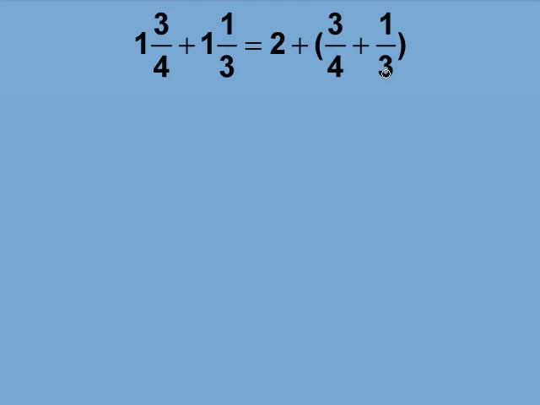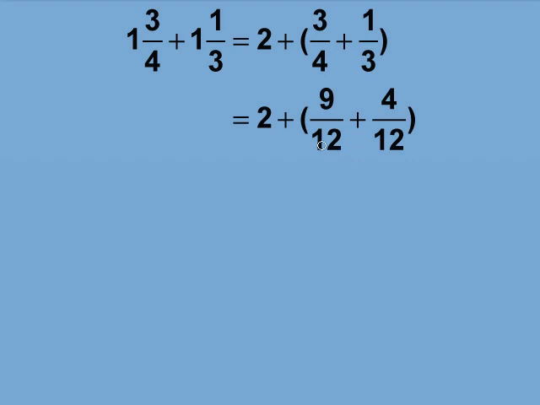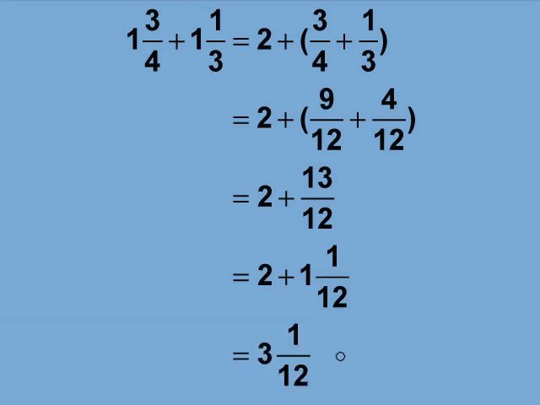To find a common denominator, generate equivalent fractions for each of the fractions. Here are the equivalent fractions for 3/4, and here are the equivalent fractions for 1/3. Notice that 12 is the common denominator. We can now add the fractions using these equivalent fractions. The fraction sum results in a total of 3 and 1/12. Let's look at another example.